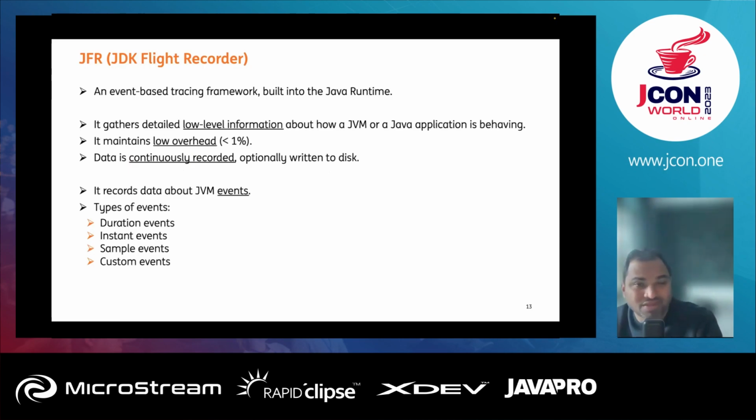And it records data about Java events because it is an event-based tracing framework, and there are different kinds of events that it records. Some of them are duration events, instant events, sample events, and custom events. Duration events are the ones which have a start and end time. Instant events are those that happen at a particular instant in time. Sample events are events that are happening periodically. So if you want your garbage collection to be run every few minutes or seconds, then those are called sample events, and you can also monitor those, and you can also create your own custom events.